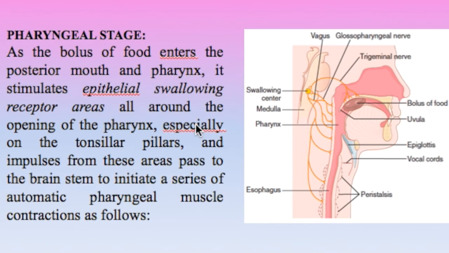The second stage is called the pharyngeal stage. During this stage, the presence of the bolus of food in the posterior mouth and in the pharynx will stimulate the receptors present in this region, especially in the tonsillar pillar, and the impulses initiated will be transferred to the brainstem, which in turn will cause a series of automatic pharyngeal muscle contractions, as follows.